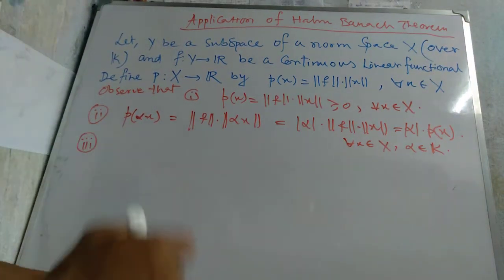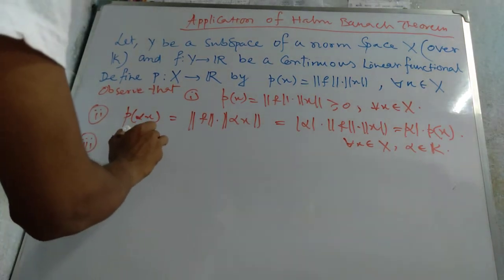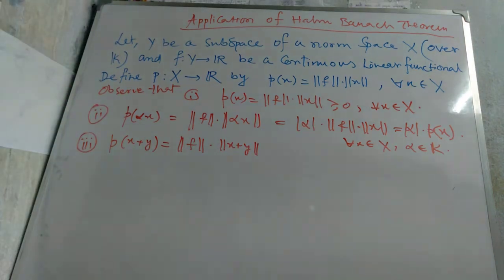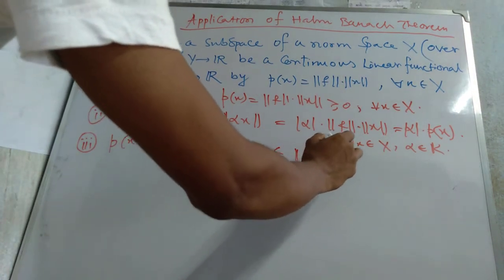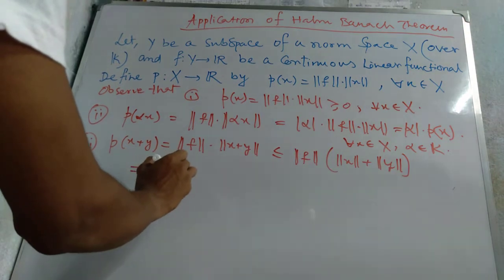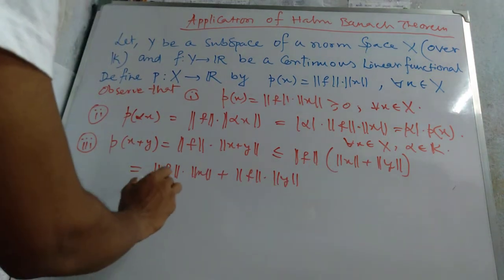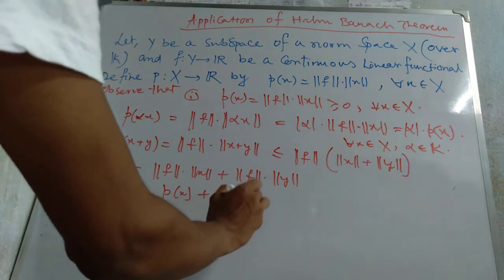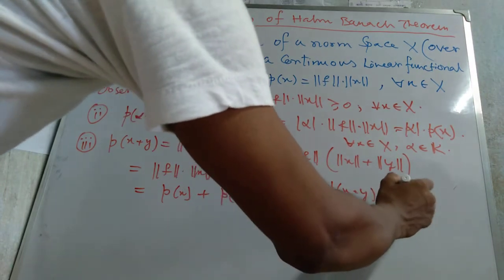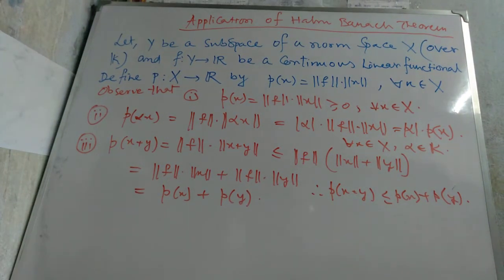Next observation: p of x plus y equals norm of f times norm of x plus y, which is less than or equal to norm of f norm of x plus norm of f norm of y, which equals p(x) plus p(y). Then p is sublinear because p of x plus y is less than or equal to p(x) plus p(y).